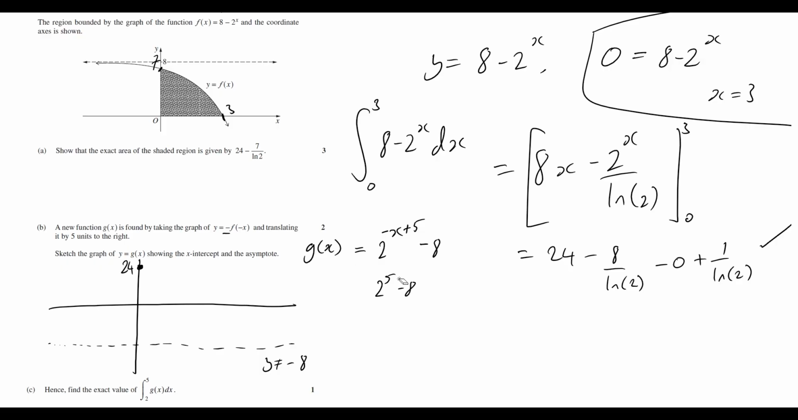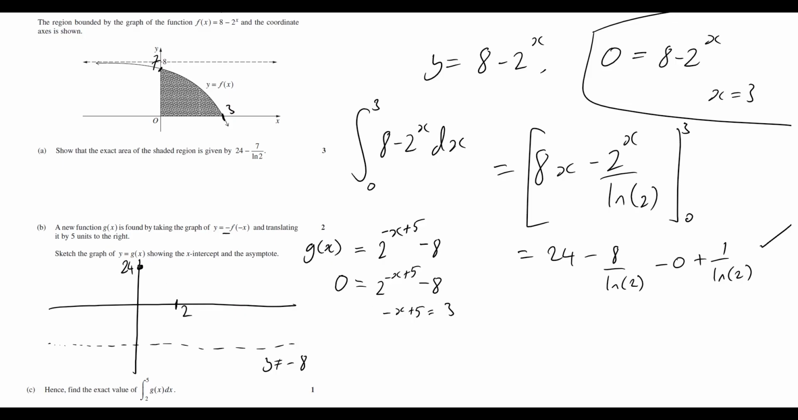And then we also want to find out our x-intercept. So now by setting the left-hand side to 0, we get 0 equals 2 to the minus x plus 5, minus 8. So again, we want to have 2 to the power of 3, so that way it can equal 8. So now we know that minus x plus 5 must equal 3. And so from that, we now get a value of x of 2.